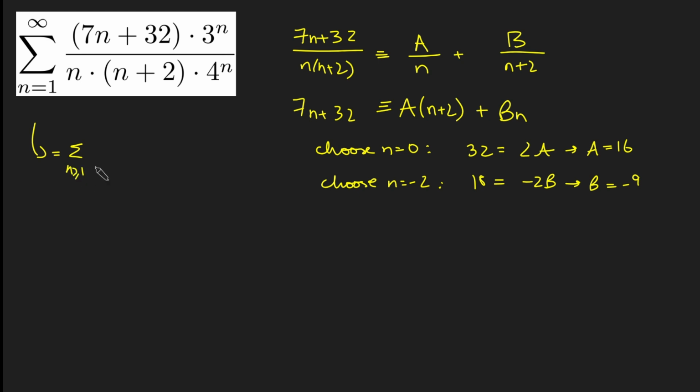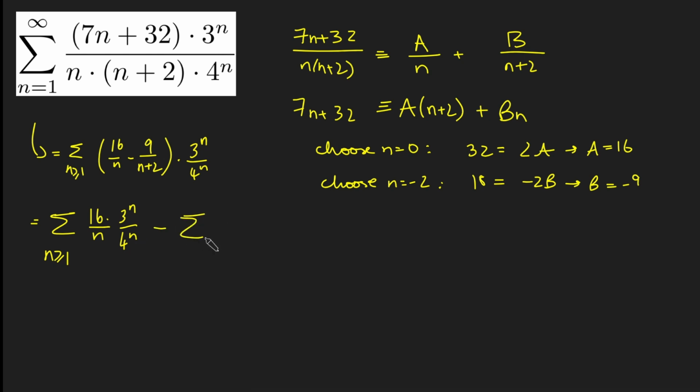Cool, so now we can say that this sum is simply the same as the sum from n is 1 to infinity of 16 over n, minus 9 over n + 2, times 3 to the n over 4 to the n. Okie dokie. So if I split this up, this is the sum from n is at least 1 of 16 over n times 3 to the n over 4 to the n, minus the sum from n is at least 1 of 9 over n + 2 times 3 to the n over 4 to the n, like so.